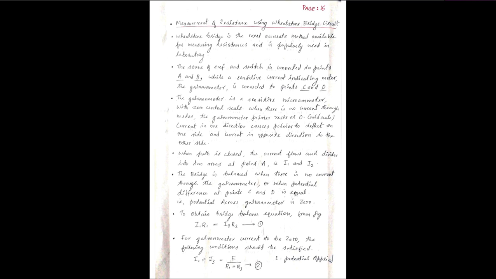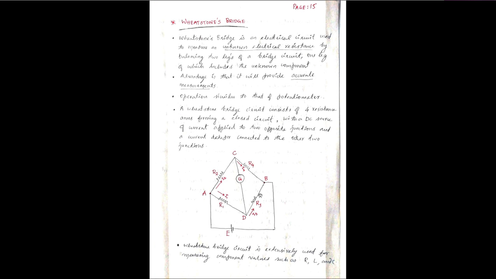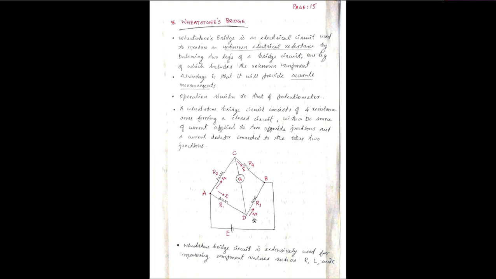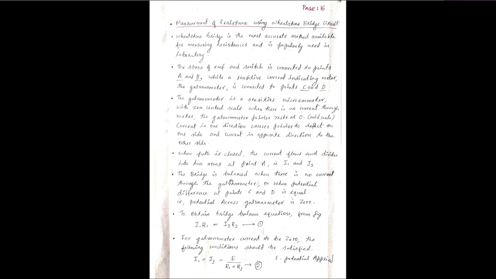So that means the potential difference at points C and D, where the galvanometer is connected, should be the same, so that the galvanometer reading will be 0. Okay, to obtain the bridge in balance condition from the figure, I1 R1 should be equal to I2 R2, so that the potential across C and D will be the same. I1 R1 should be equal to I2 R2, which is equation number 1.